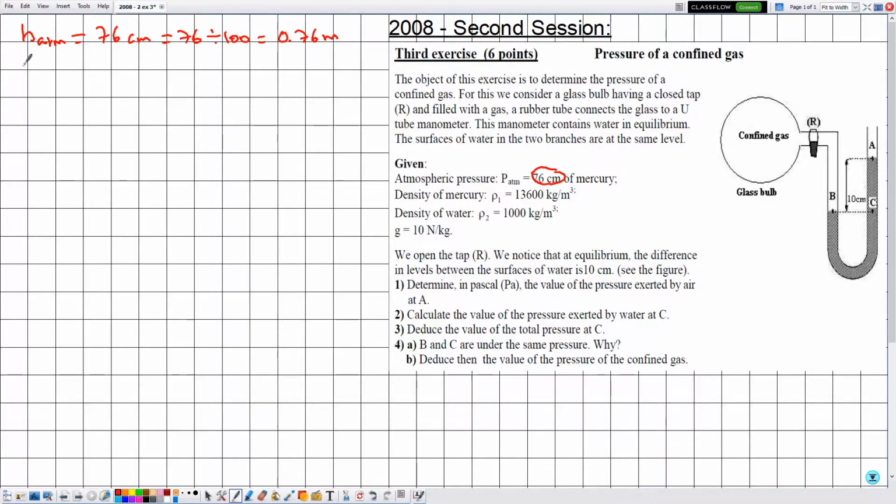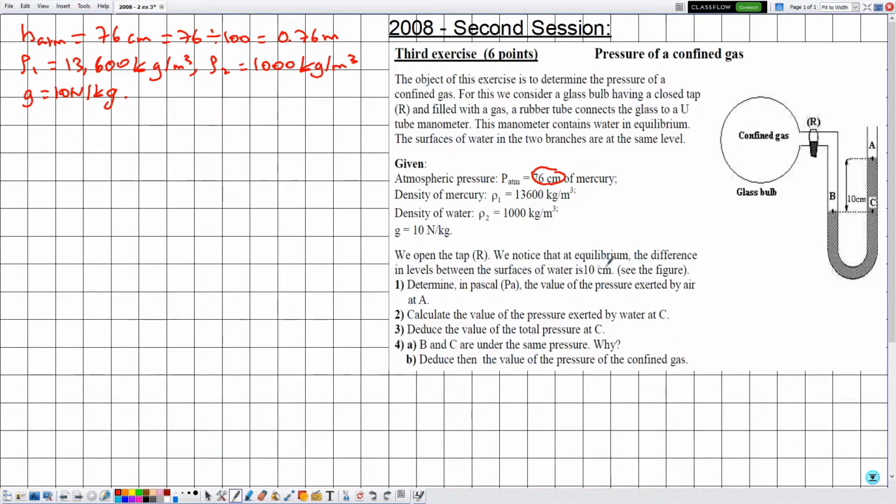And the density of mercury is given by rho 1 is equal to 13,600 kilogram per meter cube. And the density of water is given by 1000 kilogram per meter cube. And g is equal to 10 newtons per kilogram, which means that we are performing this experiment on the surface of Earth. Now we open the tap R.